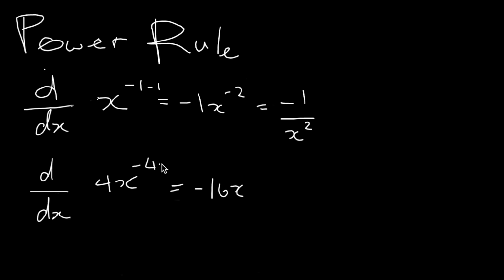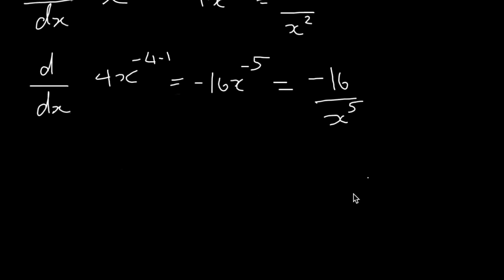-16x, -4 minus 1 to the -5, right? And then all that does is become -16 over x to the power of 5. And then you've solved this situation.